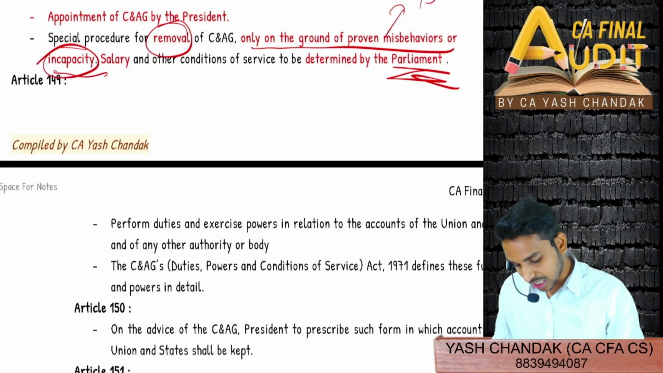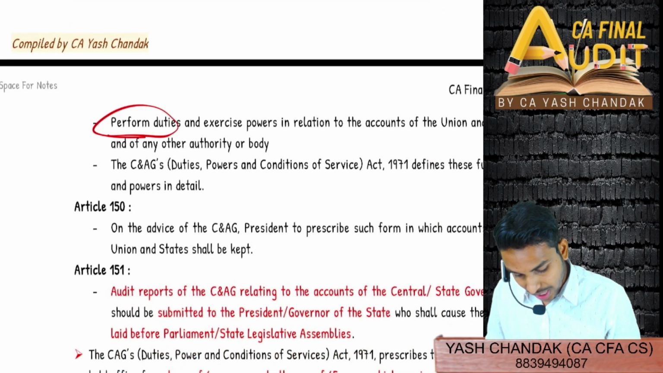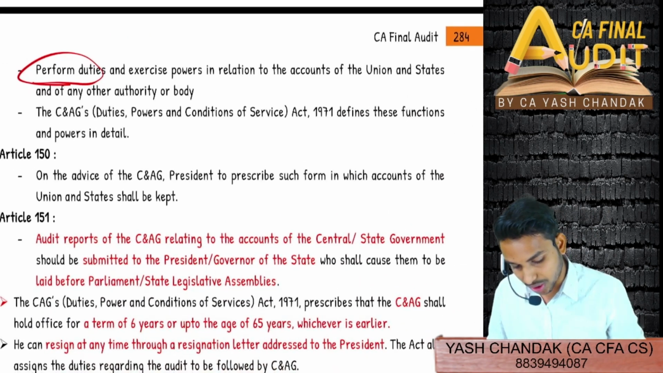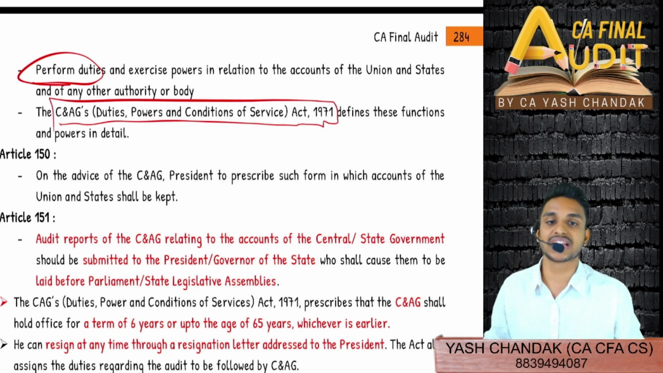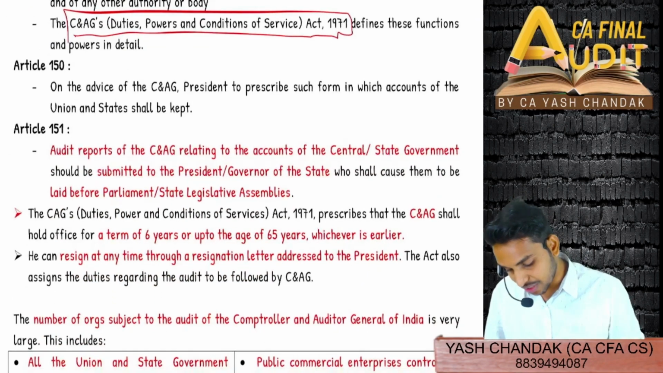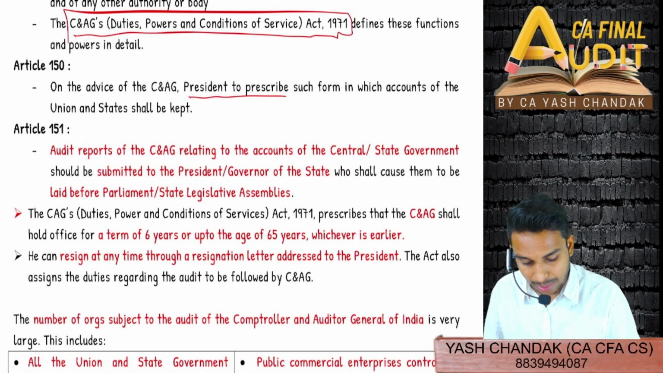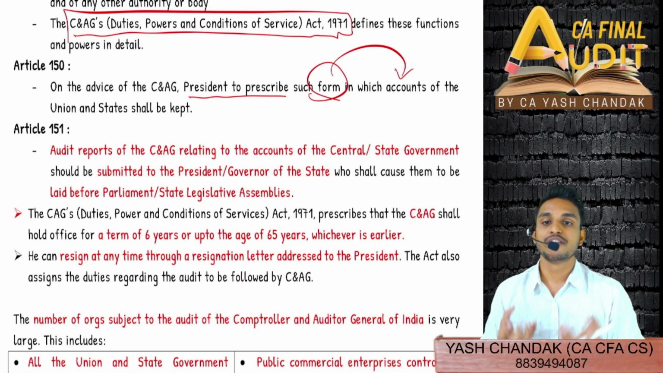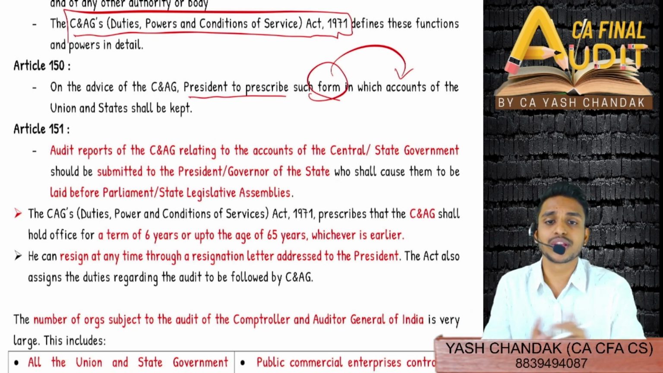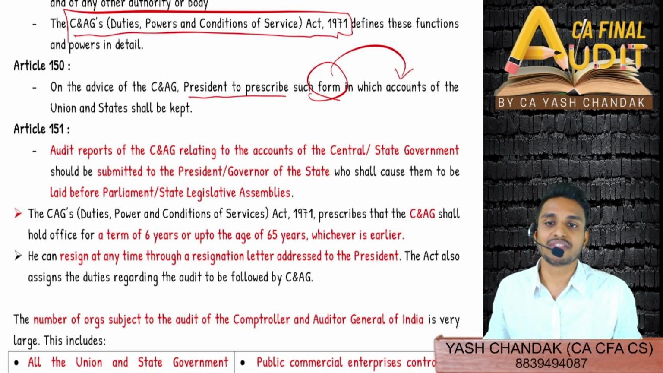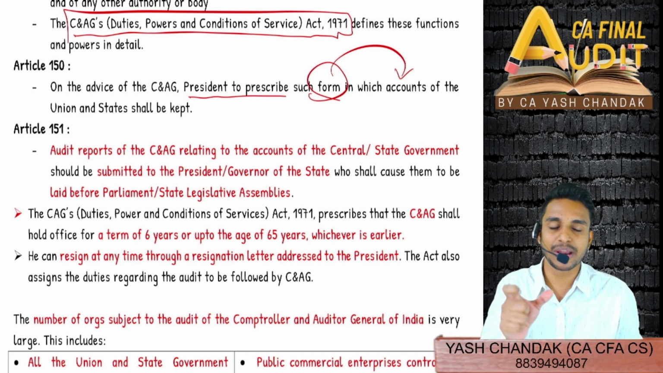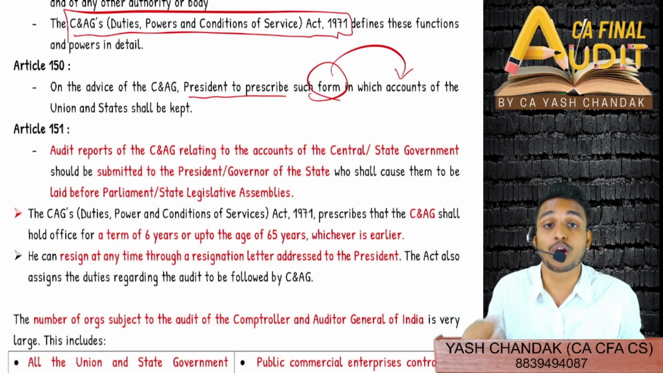Article 149 deals with the CAG performing duties and exercising powers in relation to the accounts of the union and states, and the CAG's Duties, Powers and Conditions of Service Act, 1971 defines all the functions and powers of the CAG in detail. Article 150 says that the President will prescribe the form in which the accounts will be kept for the union and the states. So the President prescribes the format of the accounts on the advice of the CAG only.